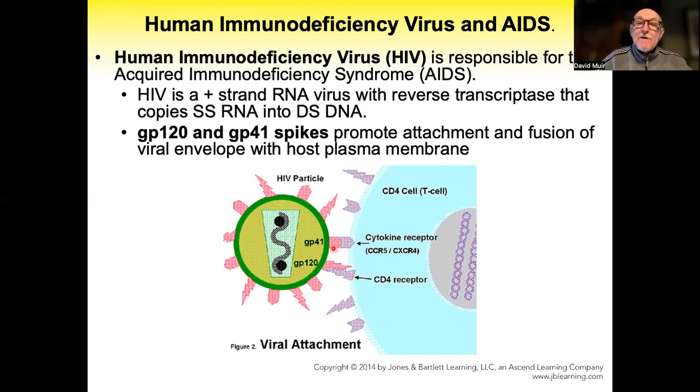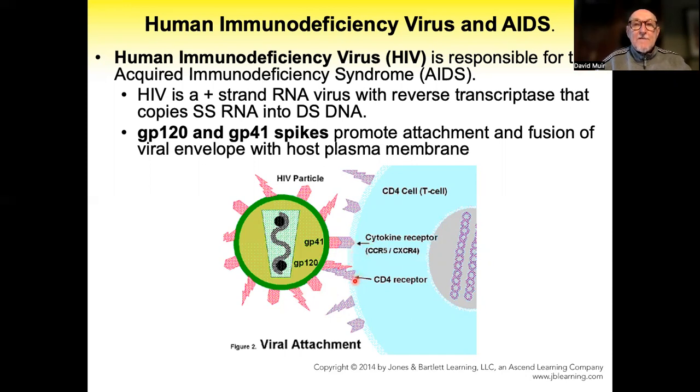There is another receptor, which is a cytokine receptor. So it's a particularly important receptor for the immune cells. So those two, this is CCR5, that's its name, the cytokine receptor.